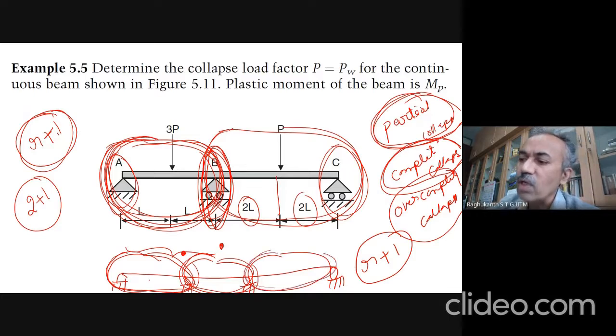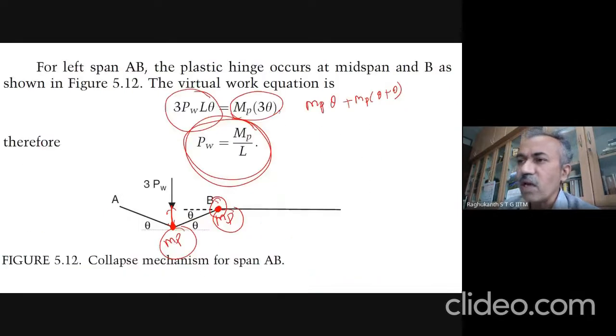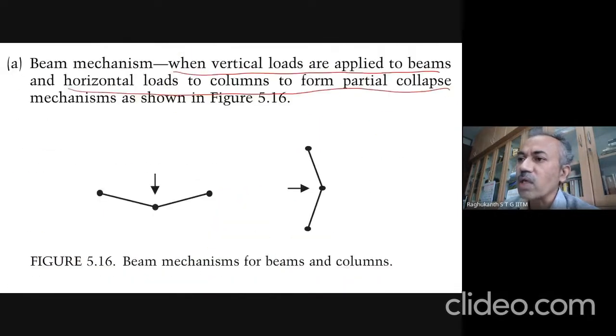And here, once again, you have to use the propped cantilever, and you find out loads for this portion, this portion, this portion, and the lowest is your collapse load for this beam itself. Okay, so this way you have to calculate for continuous beams.